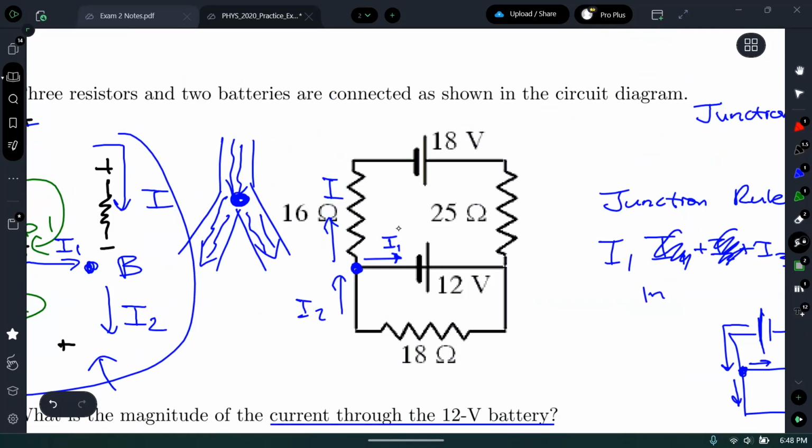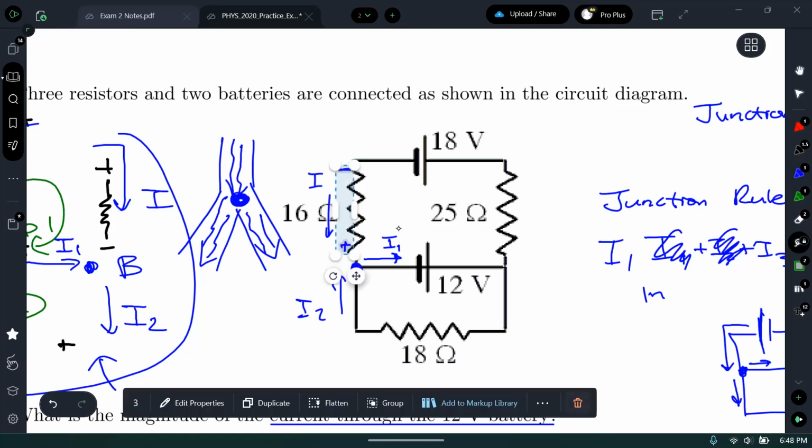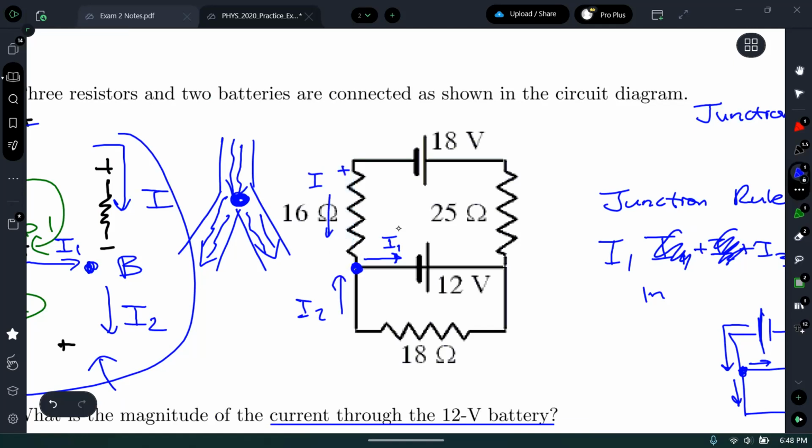So let's look at I, the way I've got it drawn. Because of the way I drew it, I would call this the positive terminal of the resistor and this the negative terminal. Okay. Say I change my mind. I say, I don't like that. I want to do it the other way. I want current to flow in the opposite direction. Well, current is still supposed to flow from positive to negative. So I've got to reverse those. That's it. So current flows positive to negative.